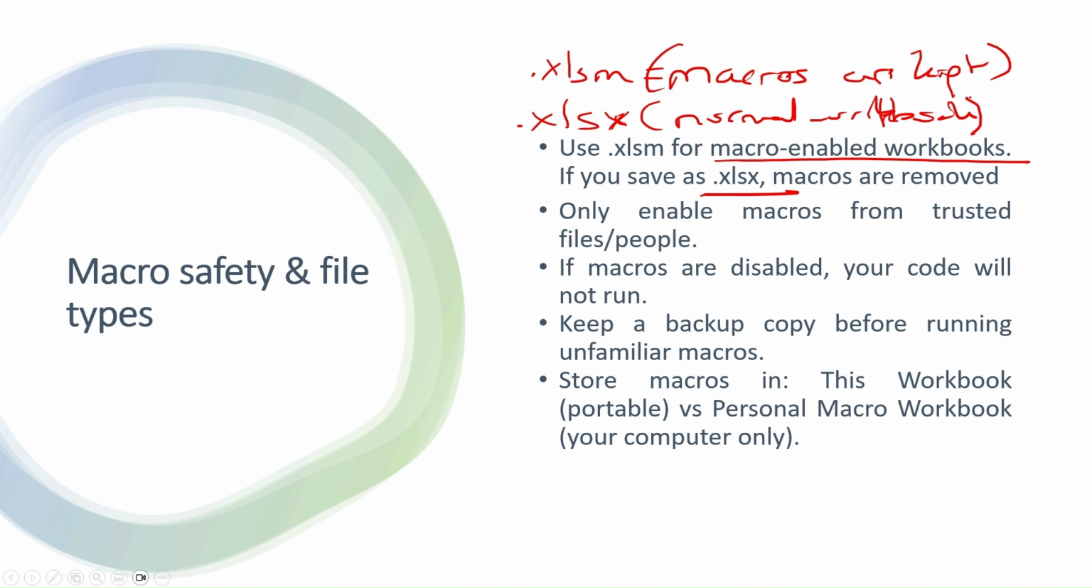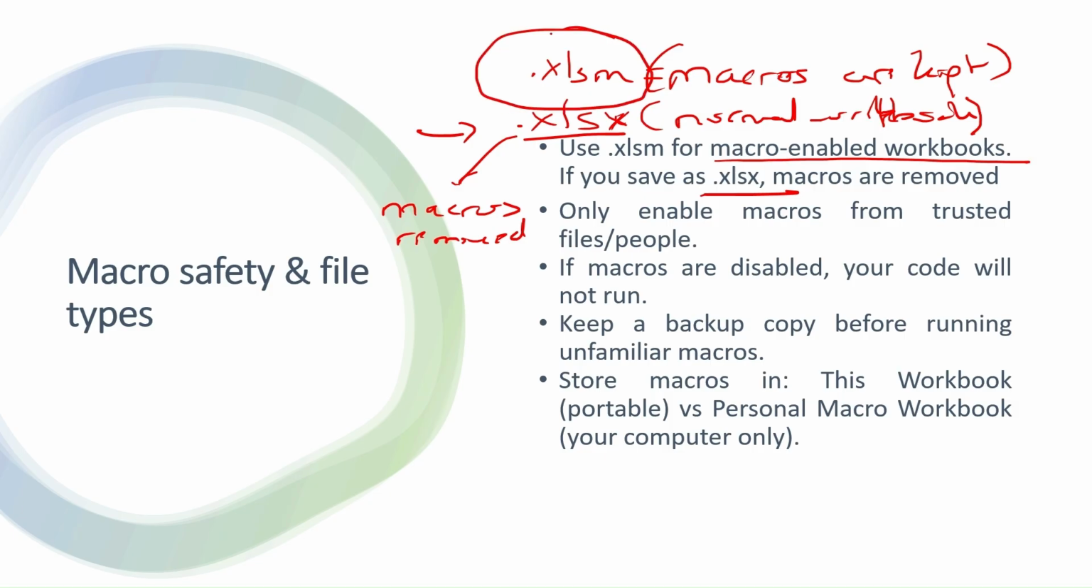If you save your file in the end as .xlsx, what would happen is that the macro that you have created on that workbook will be removed. So it is important that you save your macros as .xlsm. If you record a macro and then save as .xlsx, your macro is gone. I repeat, ensure that you save as .xlsm.